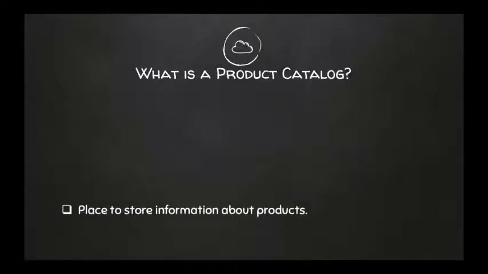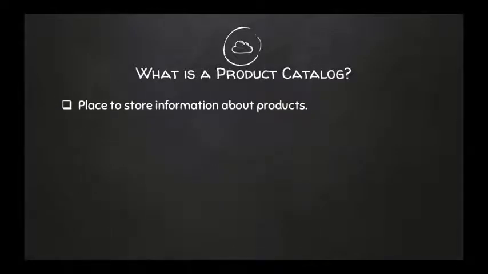So what is a product catalog? Well, for starters, it's a place to store information about products. Again, this could be anything from my Doctor Who stuff. It could be something as simple as Rob's podcast. That could be his product. It could be a grocery store. It could be the books on your bookcase. It's just any place where you want to store information about products or things, or an item, for example.